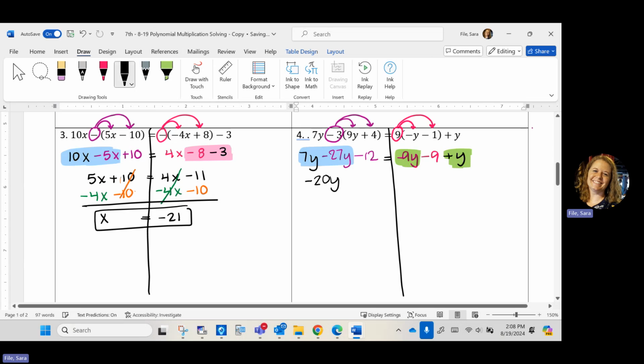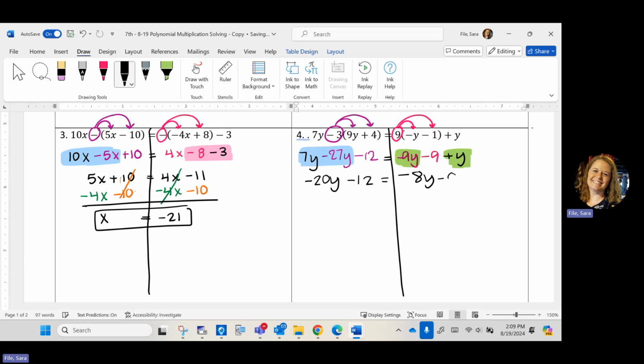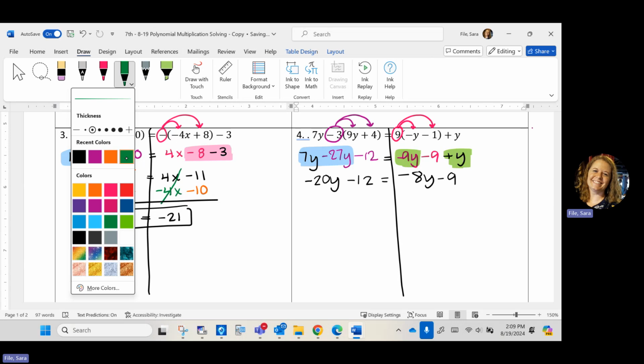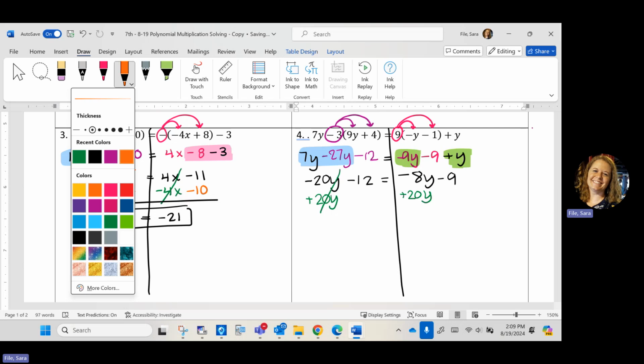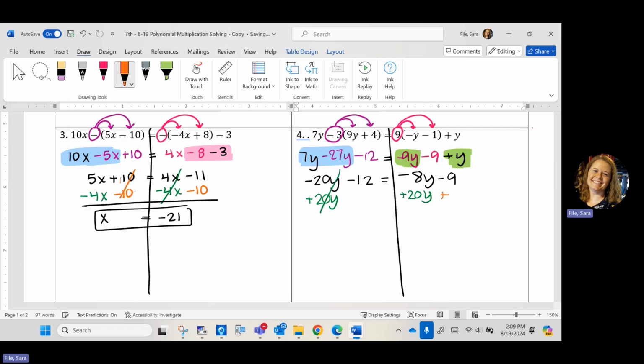All right, so negative 20y minus 12. And when we combine over here, that's negative 8y minus 9. So now I'm ready to move terms across the equation. So I'm going to move the 20y to the right by adding it, because that's going to give me a positive y value. And I'm going to then move my constant, the negative 9 over here, I'm going to add it to the other side to eliminate it over there.